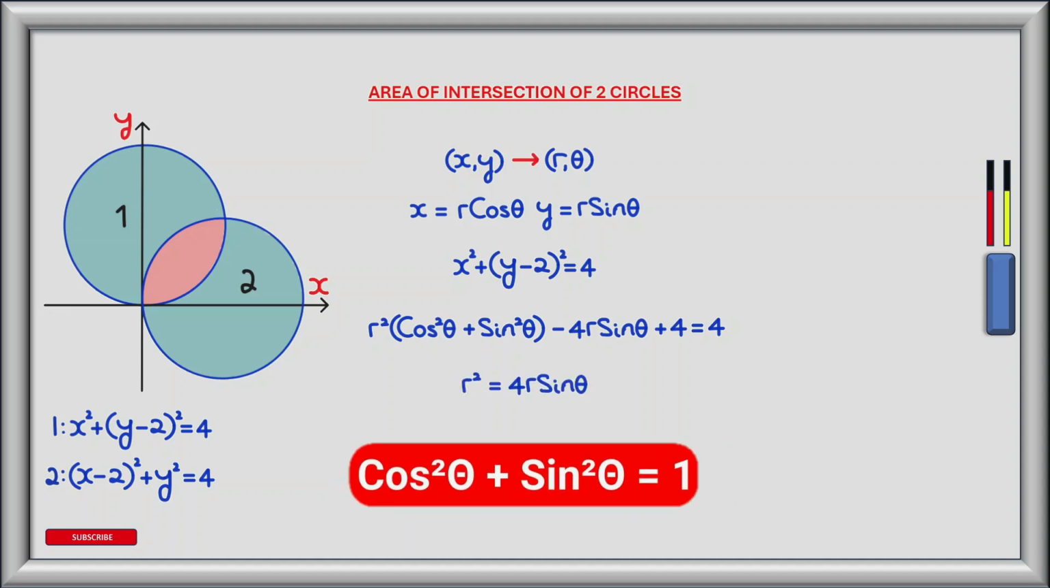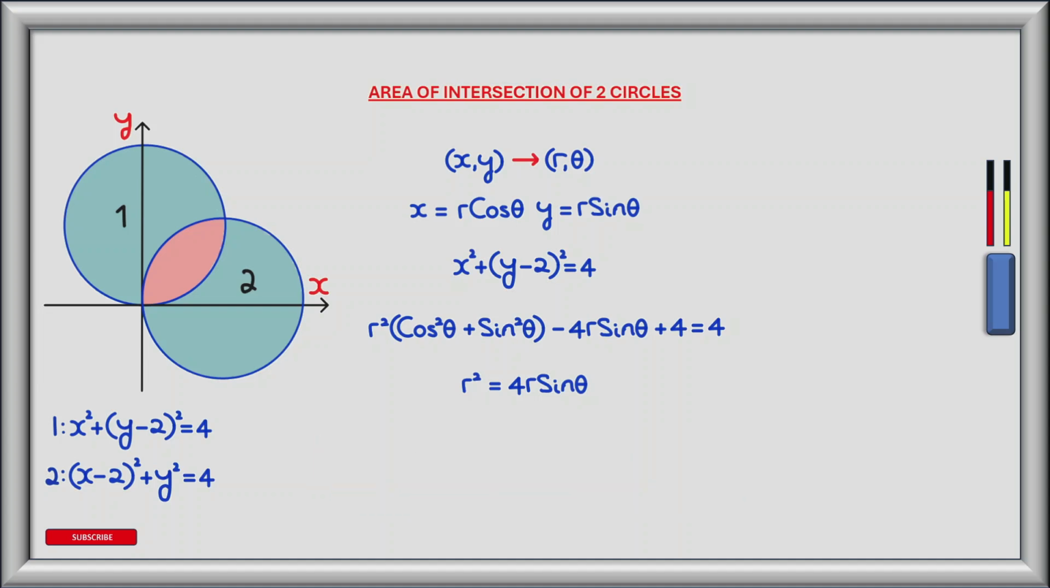And using the trig identity where cos squared theta plus sin squared theta is equal to 1, we get r squared is equal to 4r sin theta. And dividing both sides of the equation by r gives r equals 4 sin theta.